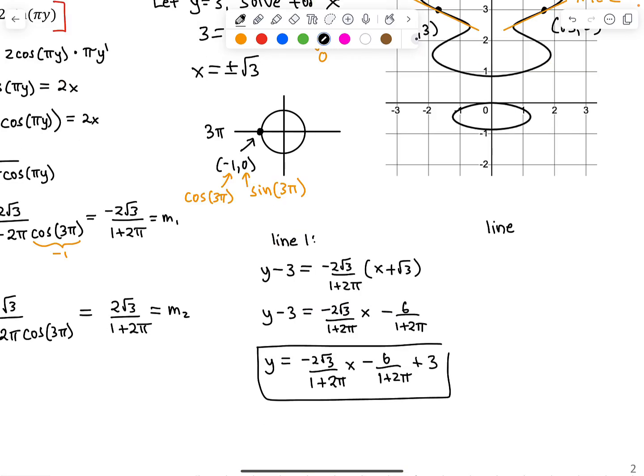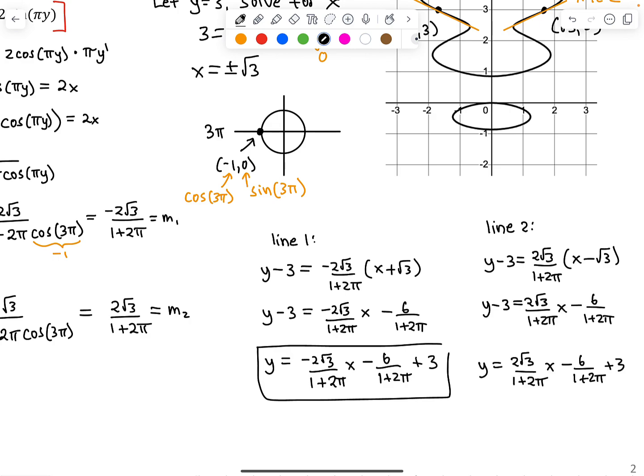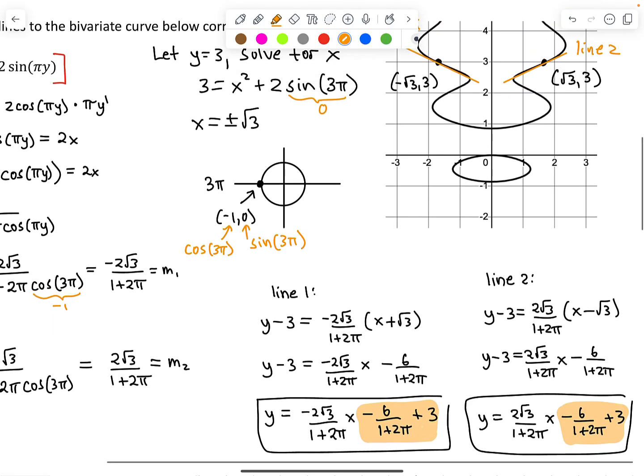And now for line 2. We have y minus 3 is equal to, and this slope was 2 rad 3 over 1 plus 2 pi times x minus rad 3. So a lot of similar simplification, and then add 3, and there's the equation of my second line. Notice that their slopes are opposite of each other. One is positive, one is negative. But the rest of the equation represents the y-intercept of this line, and that is the same for both lines, suggesting that these lines intersect each other on the y-axis, which by the symmetry of this graph appears to be the case.